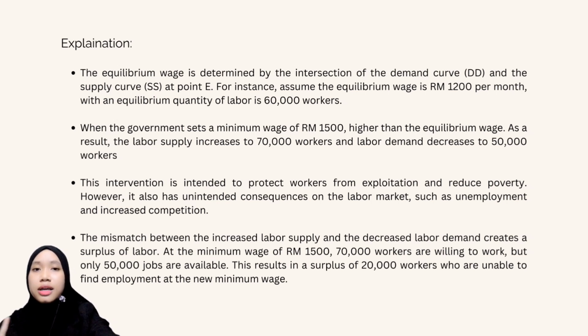However, employers face higher labor costs due to the increased minimum wage, making them less inclined to hire as many workers as before. Consequently, the demand for labor decreased from 60,000 to 50,000 workers. This creates a mismatch between the quantity of labor supplied and the quantity of labor demanded. At the new minimum wage of 1,500 ringgit, 70,000 workers are willing to work, but only 50,000 jobs are available. This results in a surplus of 20,000 workers who are unable to find employment at the new wage rate. Therefore, the excess number of workers, or the surplus, is 20,000.